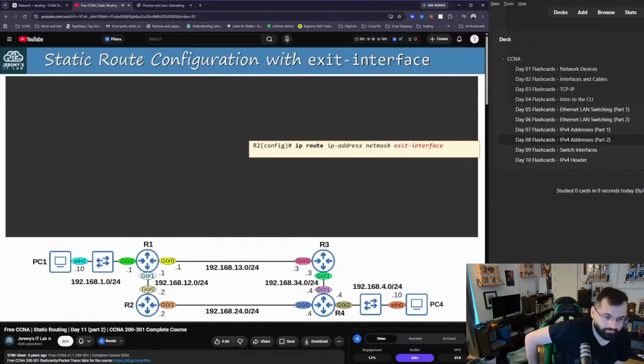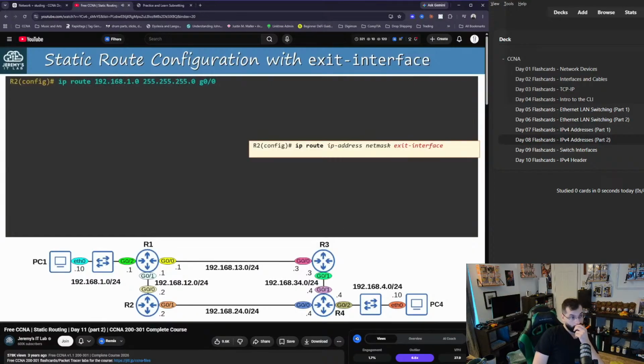Okay. For example, if R2 wants to send packets to the 192.168.1.0/24 network, it should send the packets to R1. What interface should R2 send packets out of to reach R1? G0/0, because that interface is connected to R1. So here's the command: ip route 192.168.1.0 255.255.255.0 G0/0. You can type out the whole interface name if you want, or just a shortcut like G0/0 is fine.